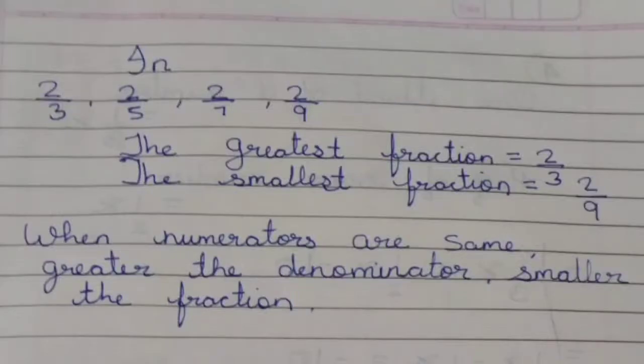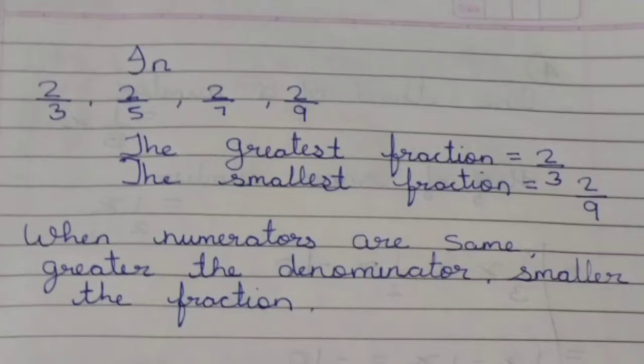Now the second example. What happens when numerators are same? Now when numerators are same, it is a reverse process. Greater the denominator, smaller the fraction. Smaller the denominator, greater the fraction. So in 2 by 3, 2 by 5, 2 by 7 and 2 by 9, 2 is the same numerator. So 2 by 3 will be the greatest fraction, as I told you, smaller the denominator, greater the fraction. And the smallest fraction will be 2 by 9.